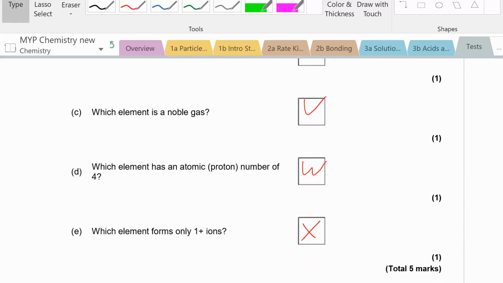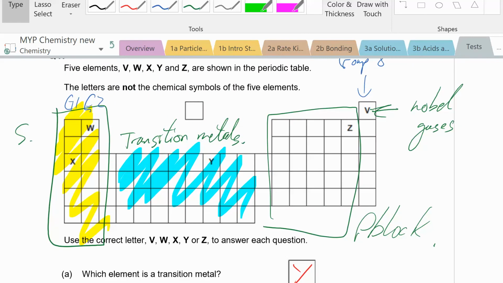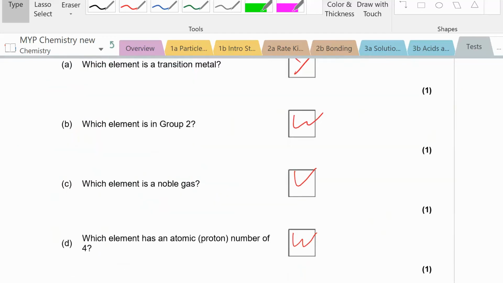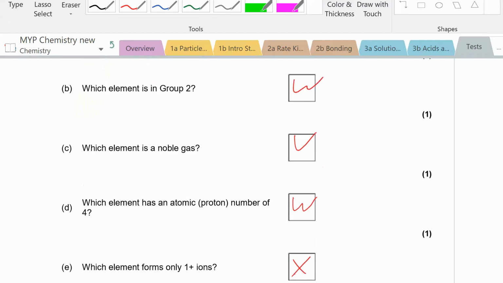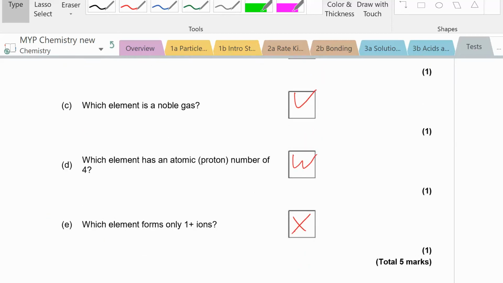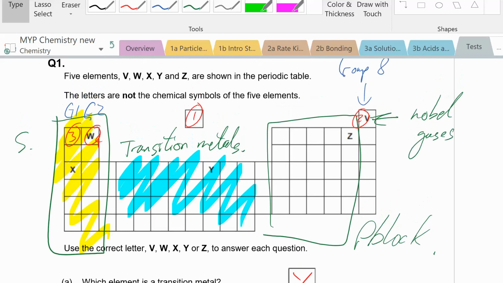Which element has an atomic number of 4? So it has to be the fourth one. So 1, 2, 3, 4 would be W again. Sorry, I didn't actually show you counting them. Let's do it in a different color: 1, 2, 3, 4. And which element forms only 1 plus ions? That would have to be from group 1, so that would be X.